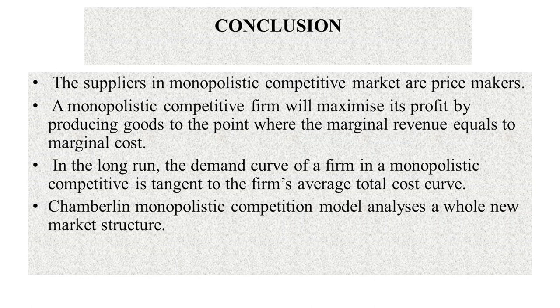Now, to conclude the topic, there are some points. The first is, the suppliers in monopolistic competitive markets are price makers. A monopolistic competitive firm will maximize its profit by producing goods to the point where marginal revenue is equal to marginal cost. In the long run, the demand curve of a firm in a monopolistic competitive market is tangent to the firm's average total cost curve. And finally, Chamberlin's monopolistic competitive model analyzes a whole new market structure.